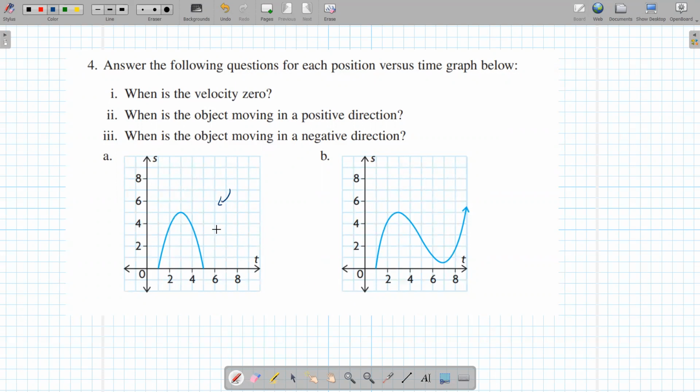Look at the first graph. Where's the tangent horizontal here? In other words, look for the turning point. See this one? What's the x value here? 3. 3, exactly. So when the time is 3, the velocity is 0 for the first one. What about this one? The b.